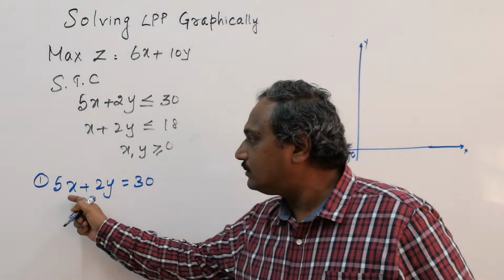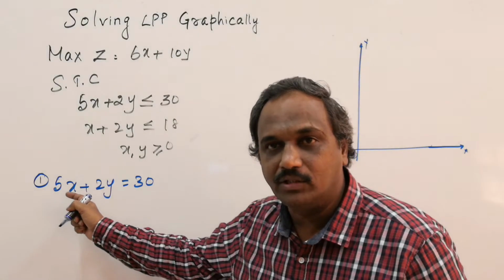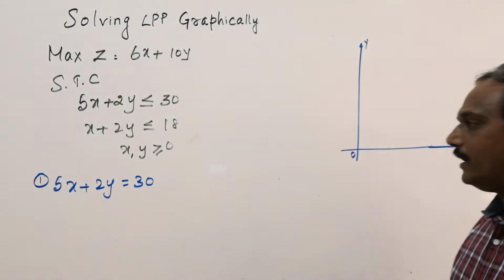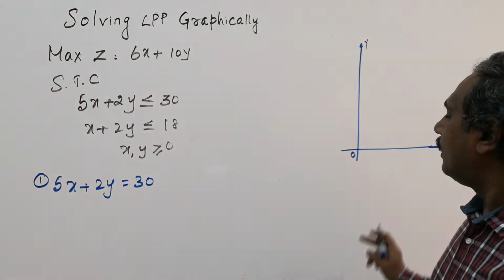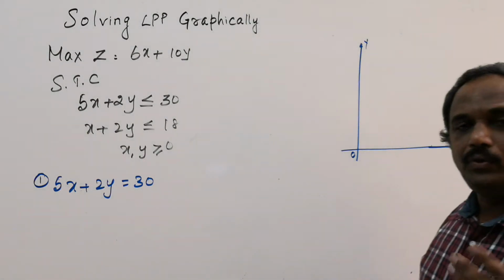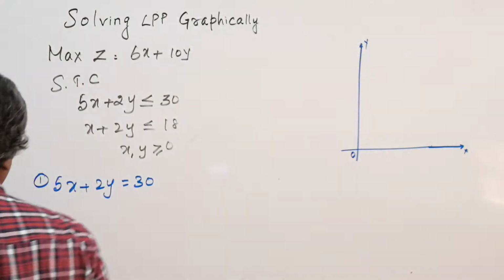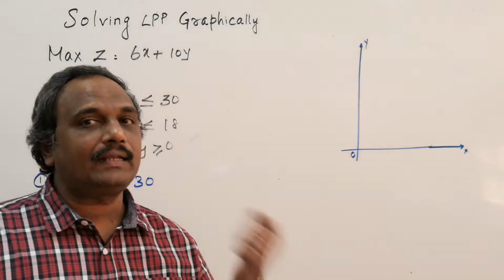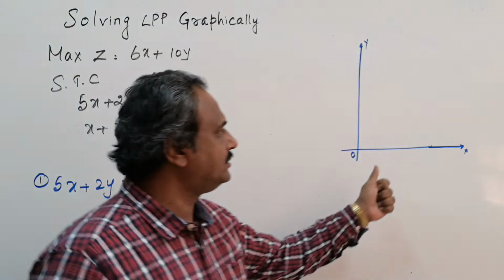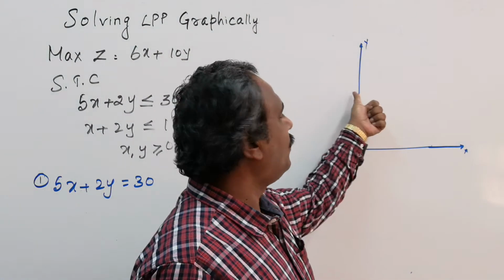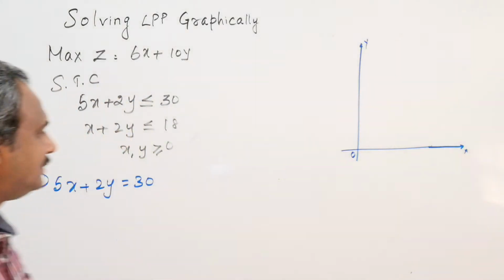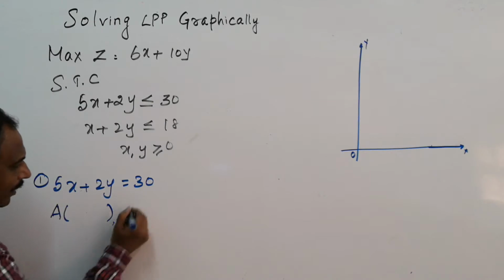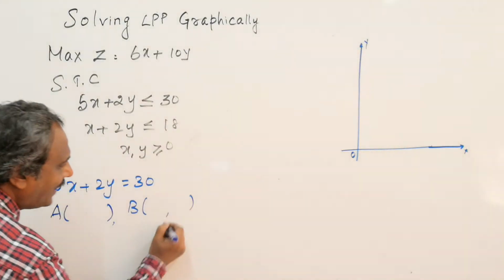To draw the straight line for this equation, I need at least 2 points. Which 2 points is up to you. You discussed different methods previously. Here I am going to identify the intercepts. I am going to find what the x value is and what the y value is. I am going to find two values: one point as a, and the other point as b.